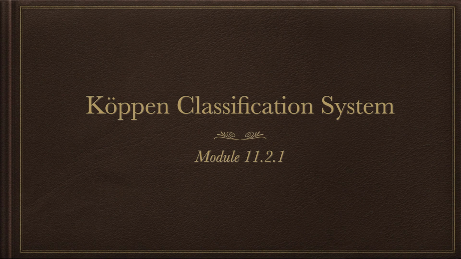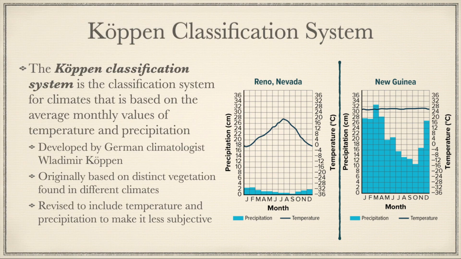The Köppen classification system. So the Köppen classification system is the classification system for climates that is based on average monthly values of temperature and precipitation. And this was developed by German climatologist Vladimir Köppen.